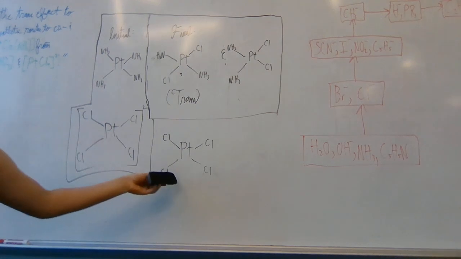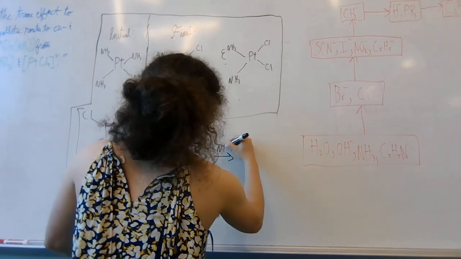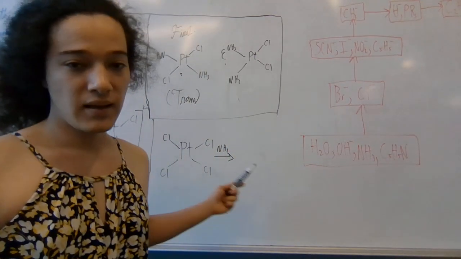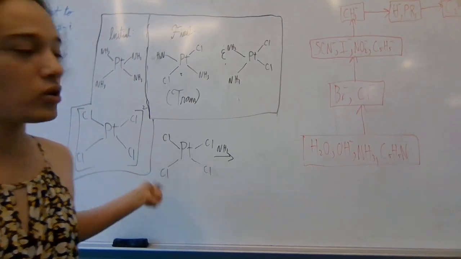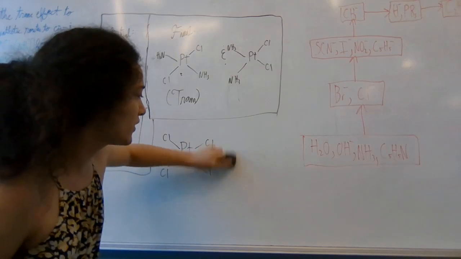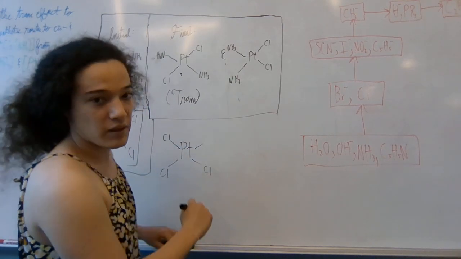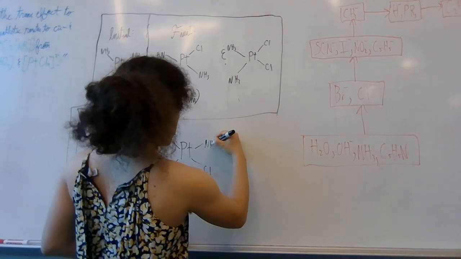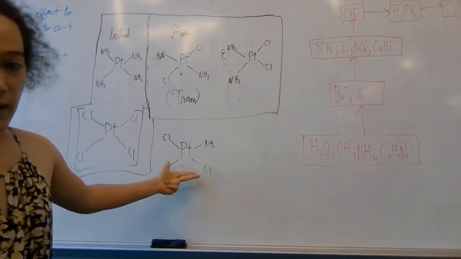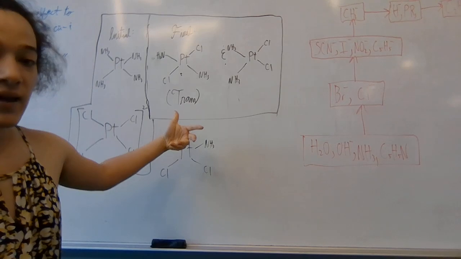What happens if we start with this and we treat it with NH3? Well, we remember that it doesn't matter which one it picks because they're all chlorides. So I don't have enough room to do 3 rounds, so I'm just going to replace one of these chlorides with NH3. Now what happens if we treat it again? Well, we remember from before that chloride has a stronger trans effect than the NH3.